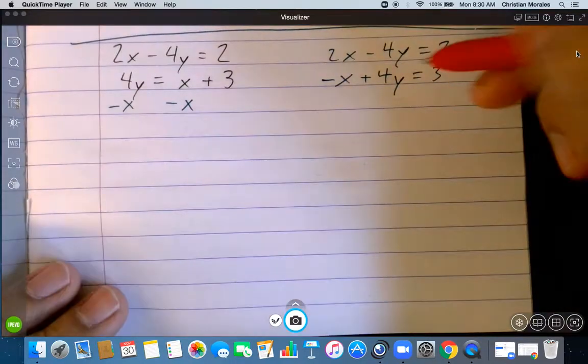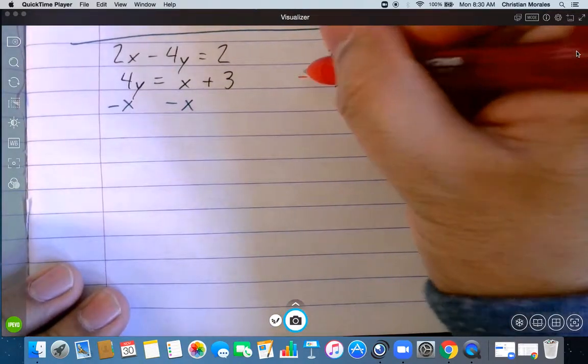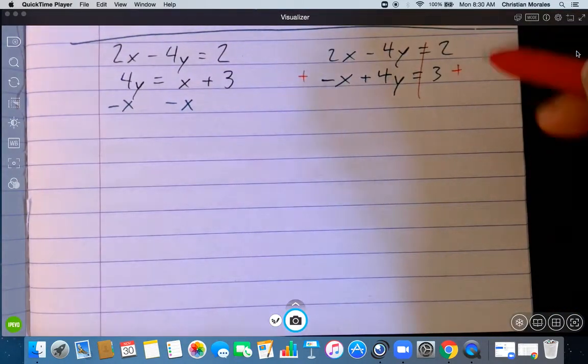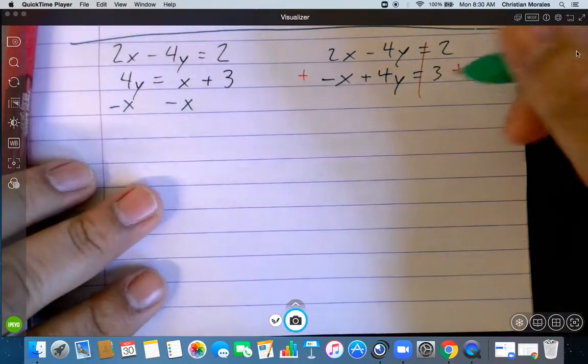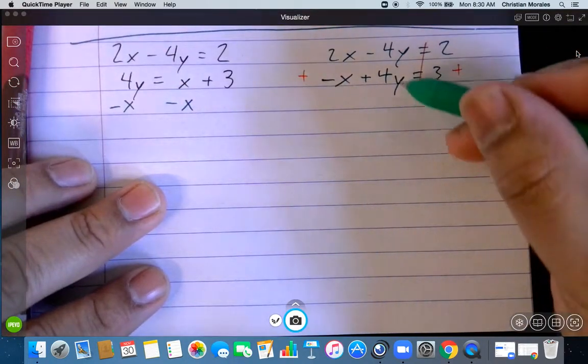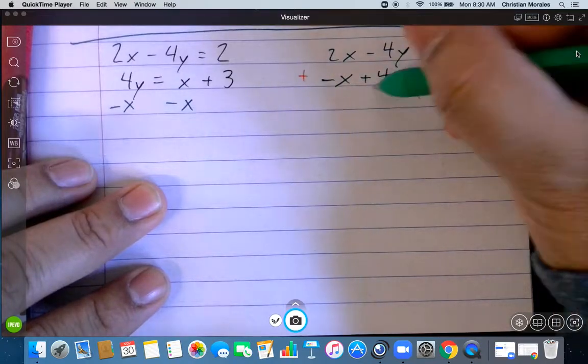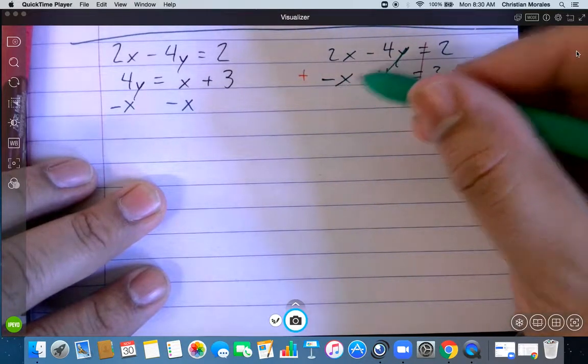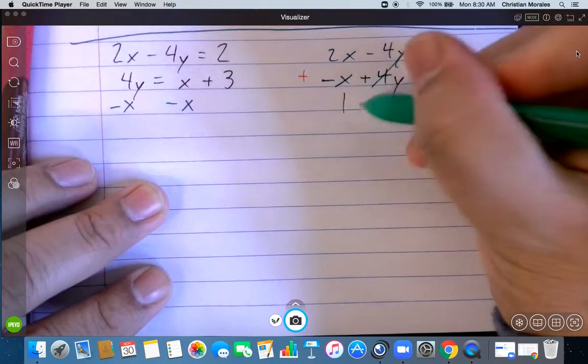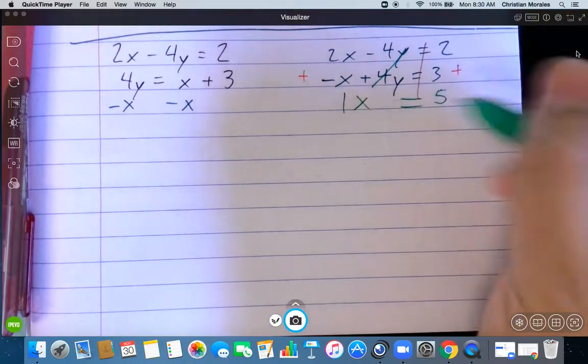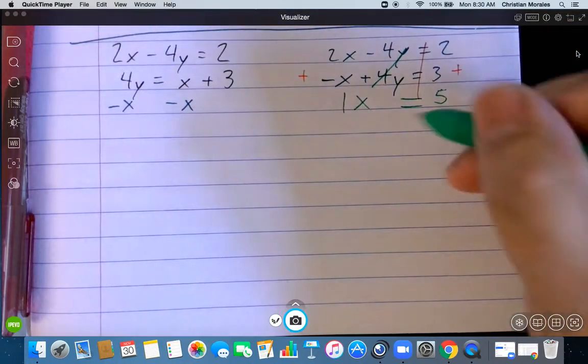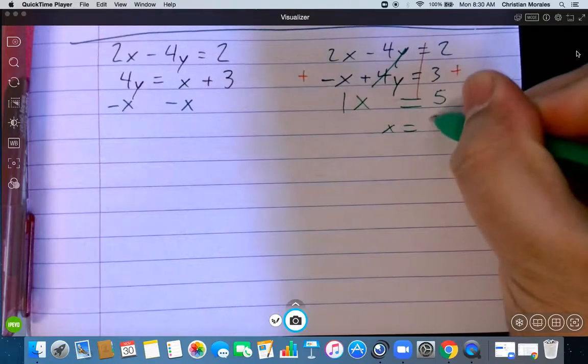All right, so let's add them together. So we're going to combine them. We're adding it all up. So we're going to get 5. The y's cancel out here. 2x plus a -x, that's 1x. So we have 1x equals 5. The 1 really doesn't matter, so x equals 5.